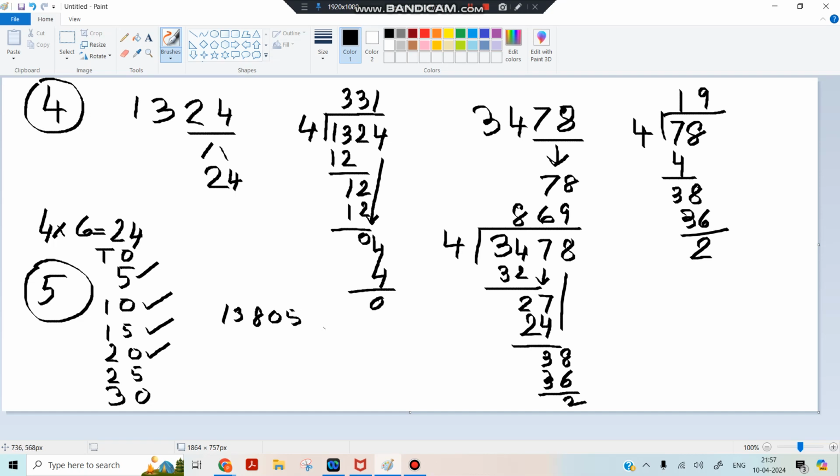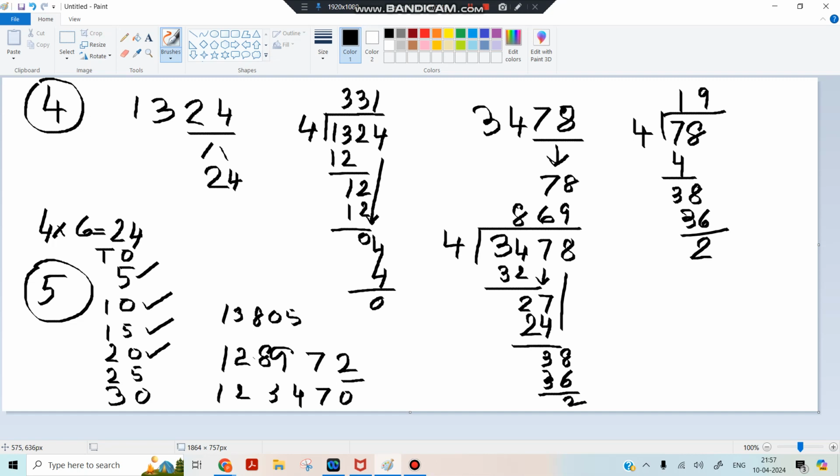Okay, so if I take a number, say 13805, it will be divisible by 5. But if I take a number 12897 2, it will not be divisible by 5 because the digit in the ones place is not a 5 or a 0. Or suppose I take a number 123470. This is also divisible by 5 because the digit in the ones place is a 0.